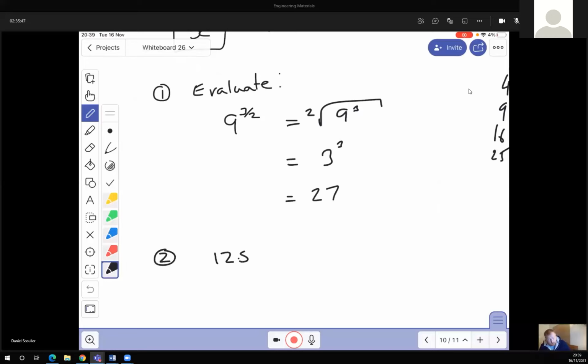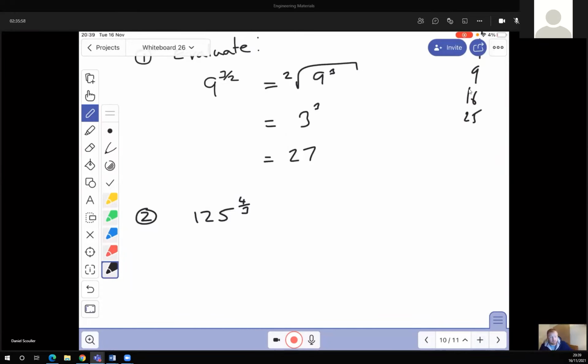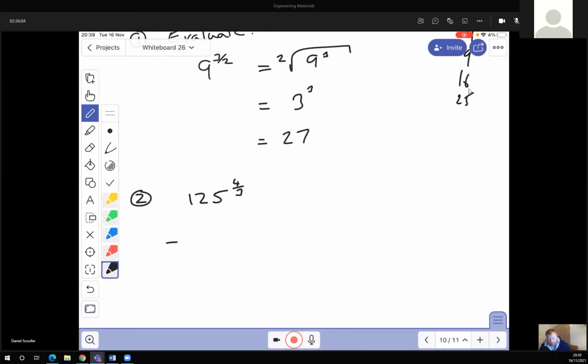A wee bit trickier. Again, evaluate 125 to the power of 4 over 3. It looks really tricky, but again, just follow through that process. So we can rewrite that. The root is always your bottom number, the power is always the top.